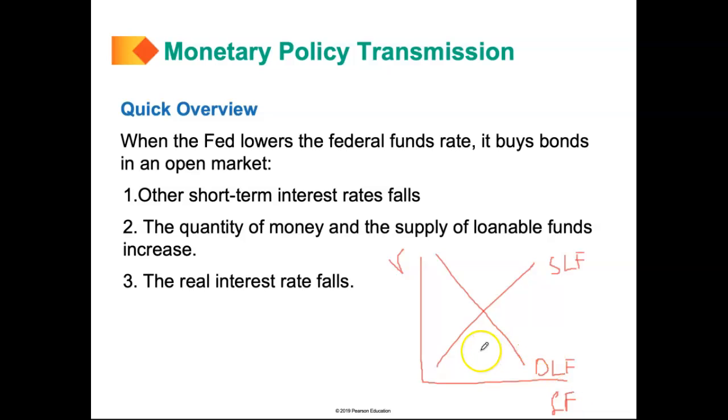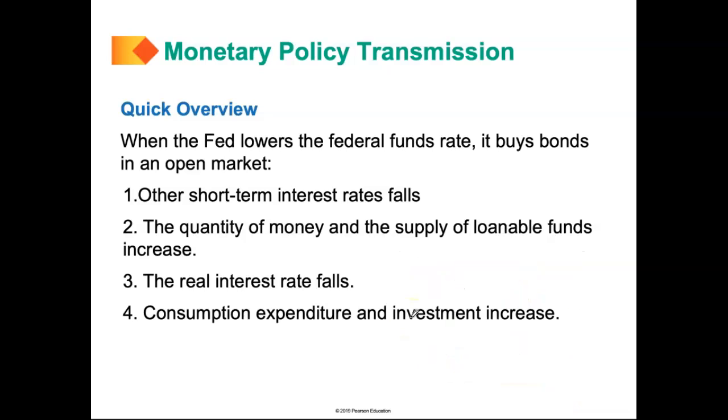If the supply of loanable funds increases, what direction does the supply of loanable funds curve shift? It's going to shift to the right. So you get a new supply of loanable funds curve here, which is SLF1. And essentially we get a new interest rate over here, right? So clearly we can see that the real interest rate decreases. So the real interest rate is going to decrease.